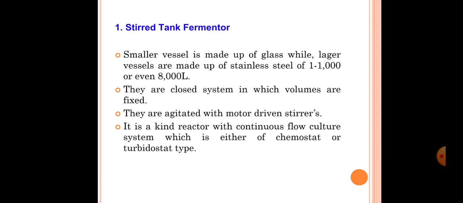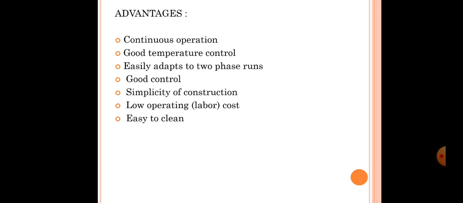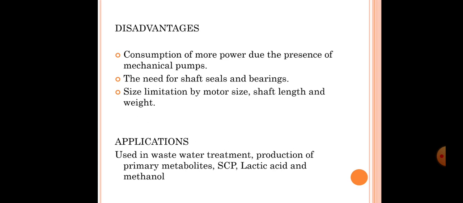It is a kind of reactor with continuous flow culture system, which is either of chemostat or turbidostat type. Advantages of stirrer tank fermenters or bioreactors: it is used for continuous operation or continuous fermentation. It has a good temperature control system, easily adapts to two-phase runs. It has good control, simplicity of construction, low operating cost, and it is very easy to clean the unit. Disadvantages: consumption of more power due to the presence of mechanical pumps.